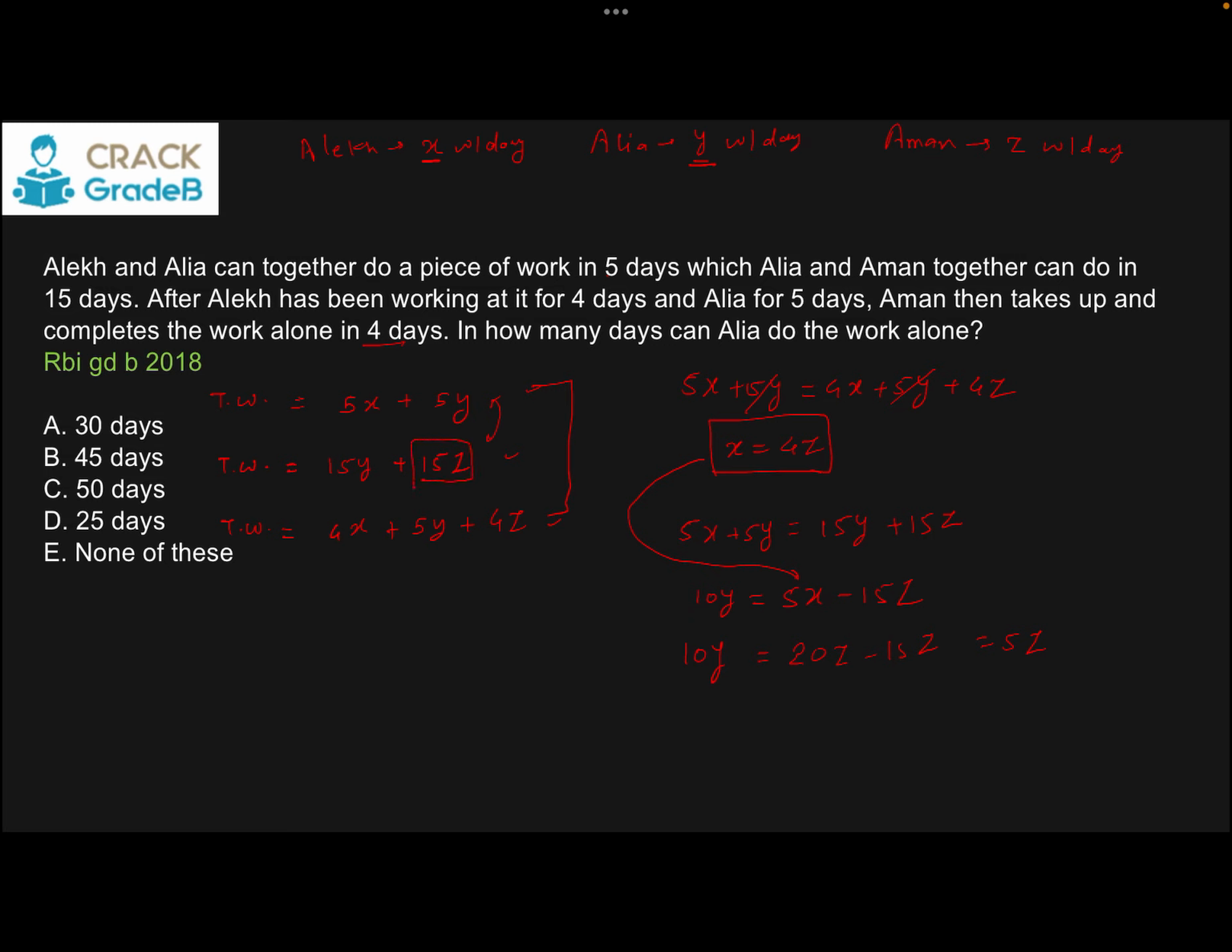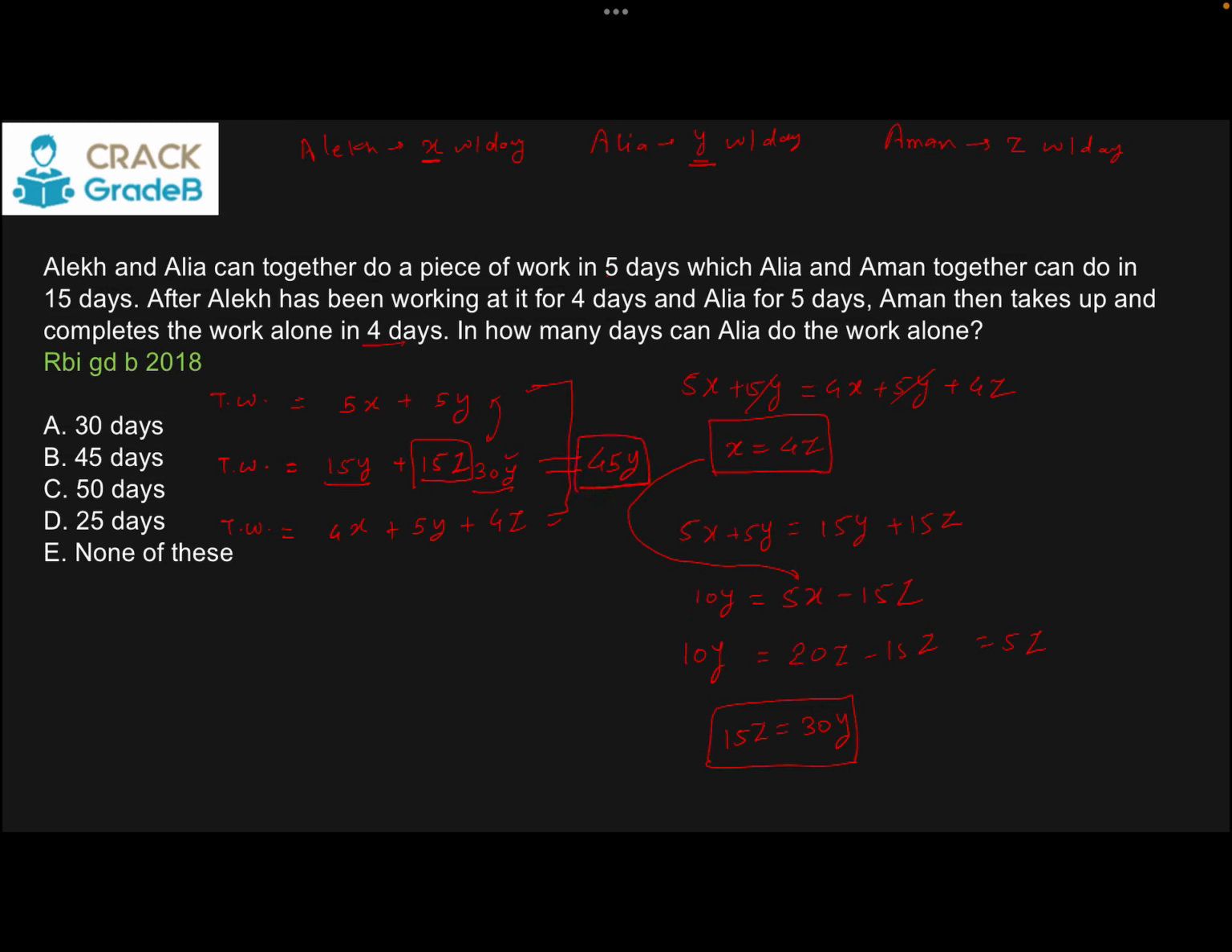Now just convert this 15z in terms of y. If 5z is equal to 10y, 15z, that is 3 times, is going to be 30y. So you can say this is equivalent to 30y. That means the total work is equivalent to 45y. 15y plus 30y, that is 45y.